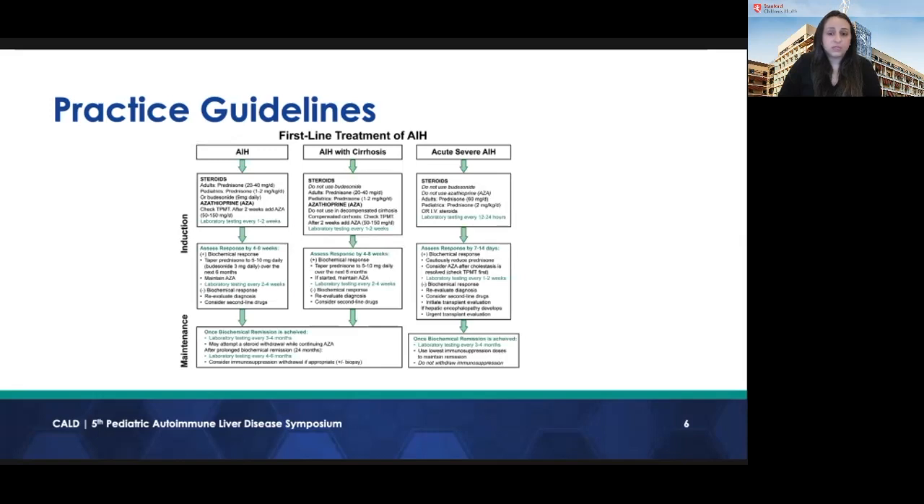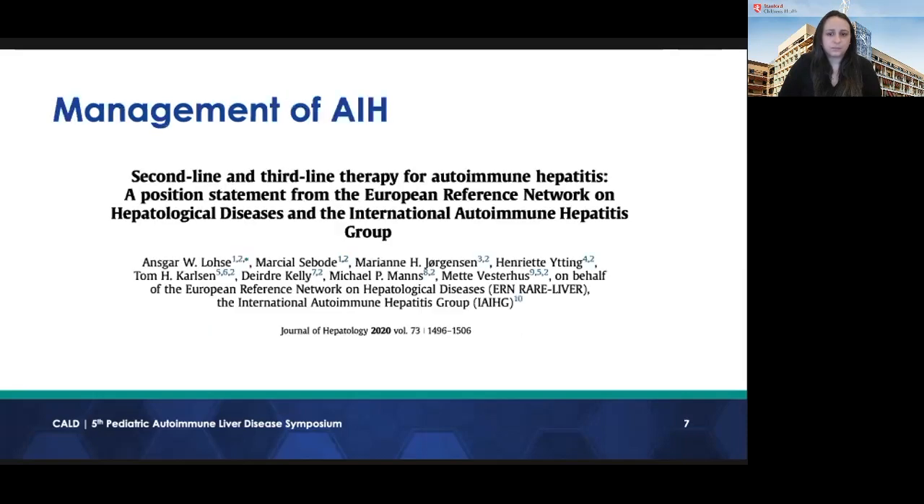Families are always interested in decreasing immunosuppression or withdrawal of immunosuppression, and this table helps us understand how we could do that for patients. What they do highlight is that those with acute severe AIH, these patients should not have immunosuppression withdrawal, given their increased risk for relapse and failure off of immunosuppression.